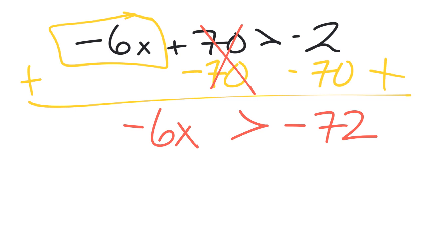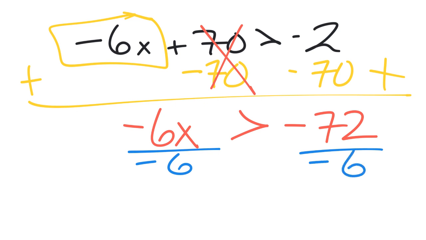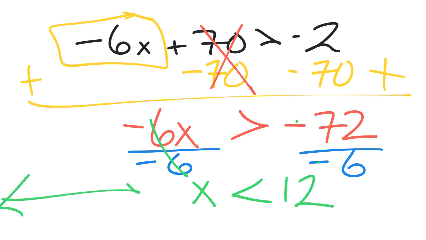Okay, so then we keep going. Divide by negative 6, both sides. Notice that we're dividing by a negative, so that means the sign has to reverse. That's x. Over here, we have a negative divided by a negative, which is positive 12. So these are all the values, open circle, to the left.